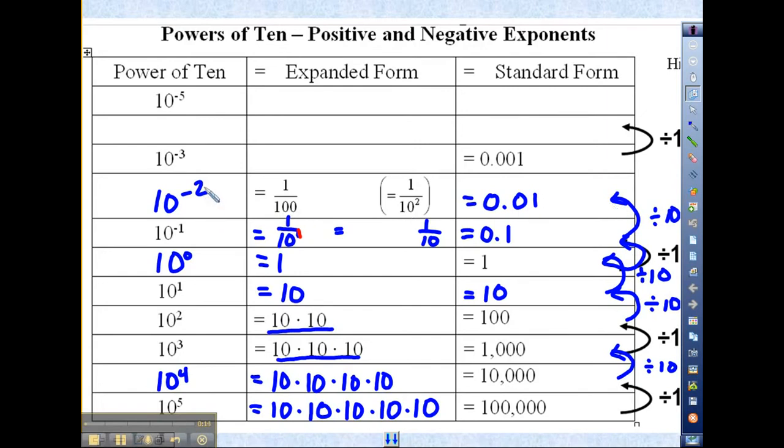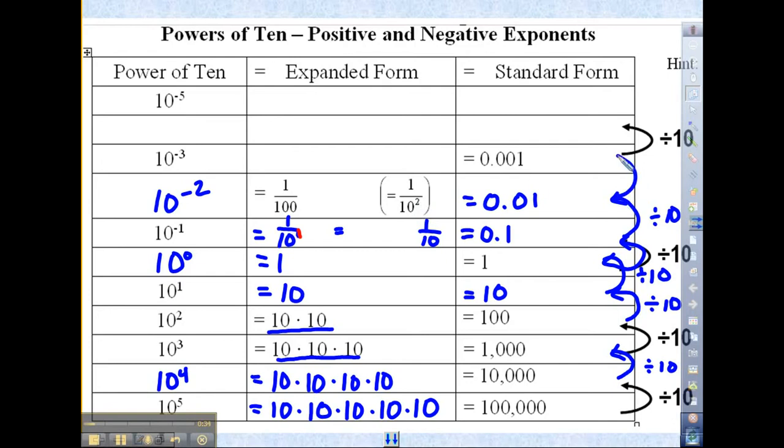Did you guys notice here that when the 10 has a -2 power, that gives you 0.01, if you're following this pattern backwards of always dividing by 10? 0.01 is 1/100th, which is 1 over 100, which is the same as 1 over 10 to the positive 2 power.